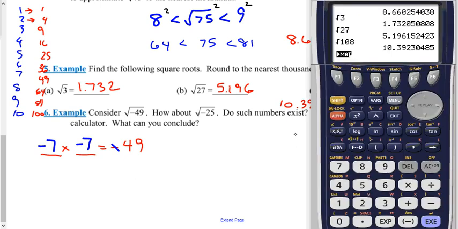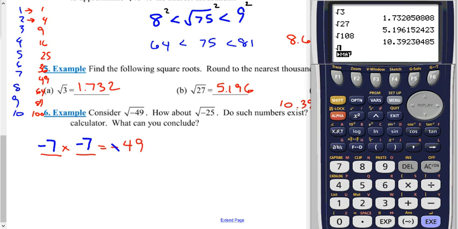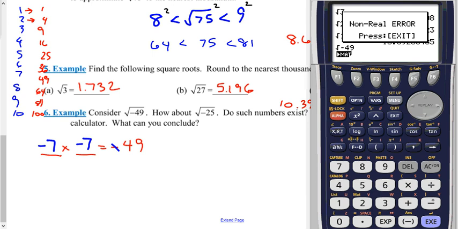Oh man, I'm stuck. Guess we better go to the calculator and see what the calculator says. So square root of negative 49. What do you think is going to happen? Is my calculator going to blow up? Is it just going to, no. It says no, that's non-real. Now, this is actually very specific. And I love that my calculator says it this way. Not all calculators do. Some of them just say error.